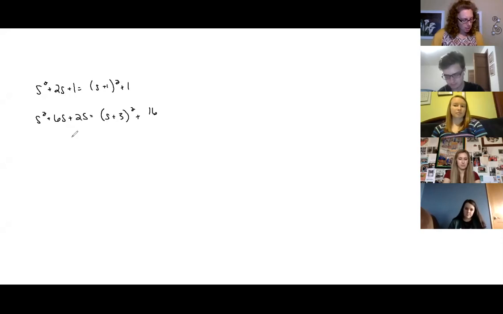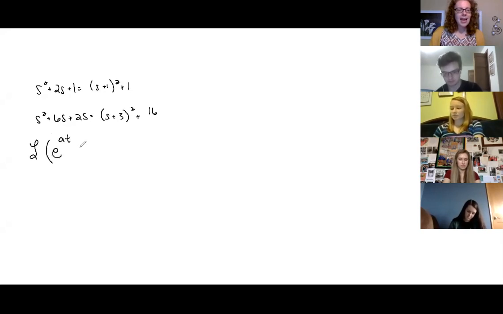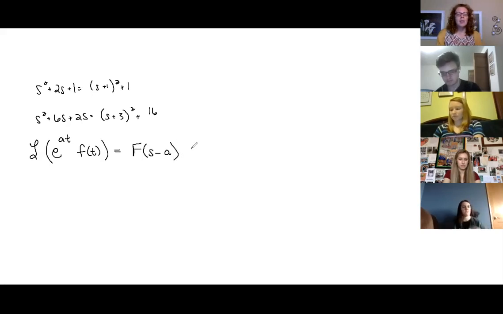Here's the translation that you need for today. It's going to look a little bit goofy, but that's okay. So today's translation is the Laplace transform of e to the a t times f of t is equal to capital F of s minus a.